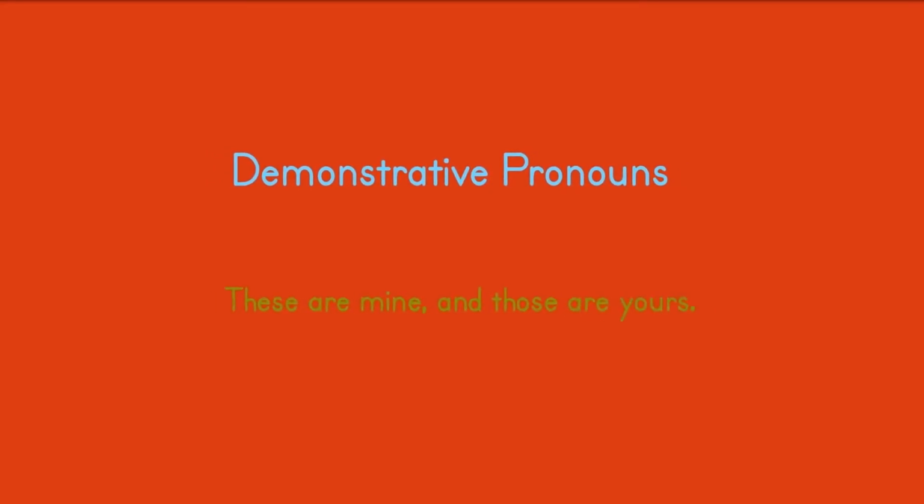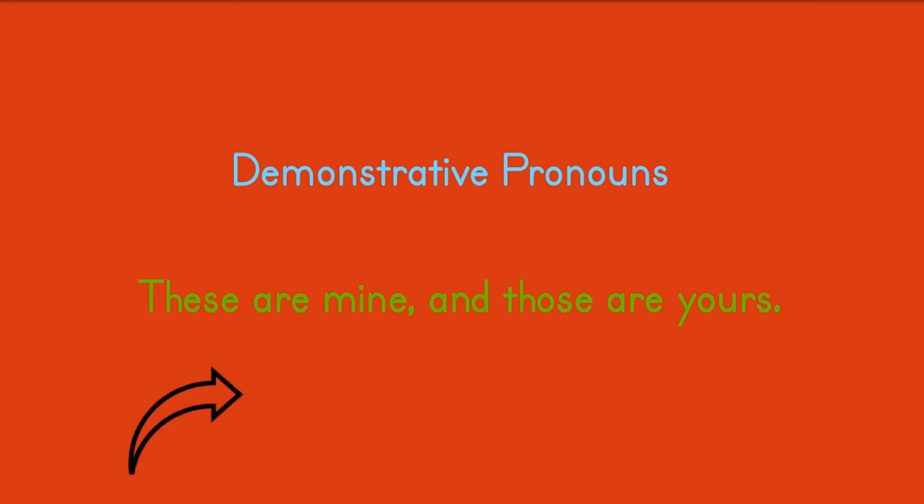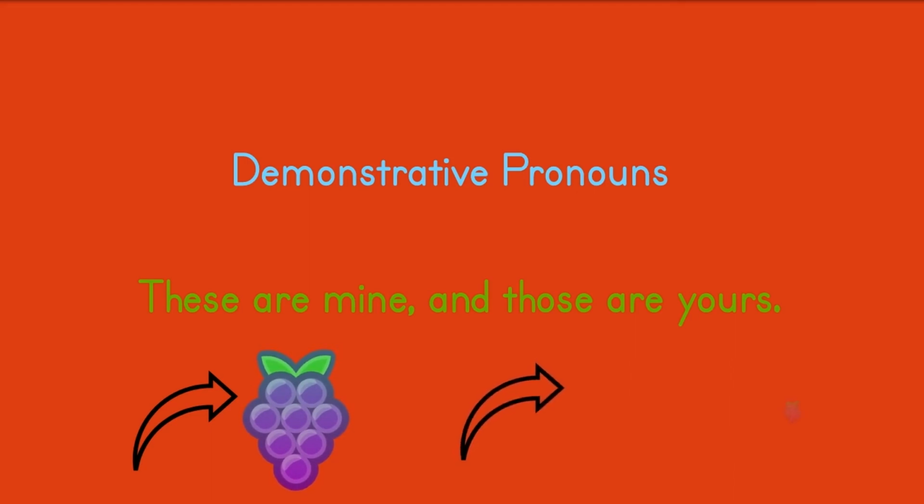Demonstrative pronouns are used to point out specific things within a sentence. There are 4 demonstrative pronouns: this, that, these, and those. This and that are both singular. This is used to indicate something that is close or can be touched, and that is used to indicate something that is at a distance or that cannot be touched. These and those are both plural. These is used to indicate a group of things that are close or can be touched, and those is used to indicate a group of things that is at a distance or cannot be touched.